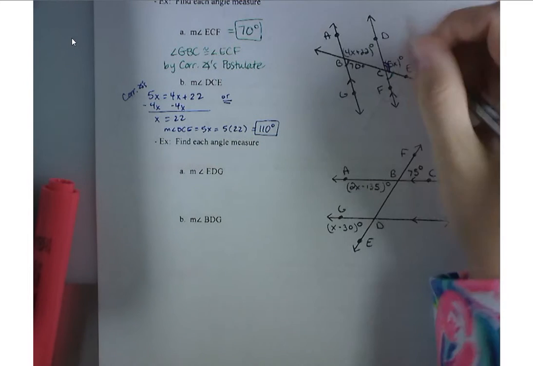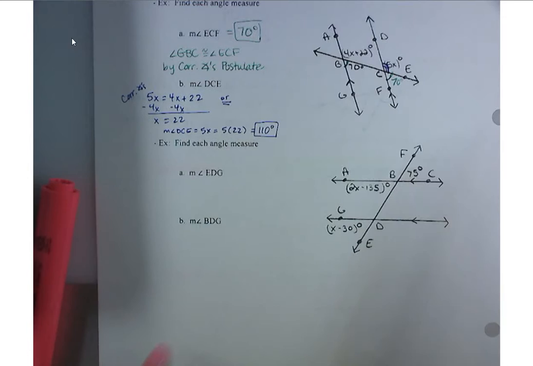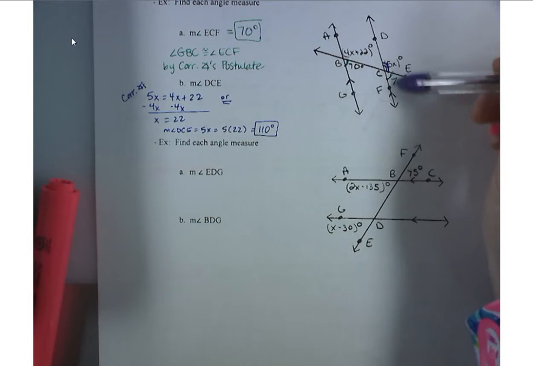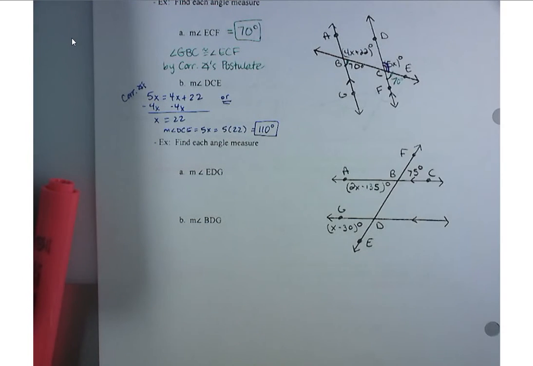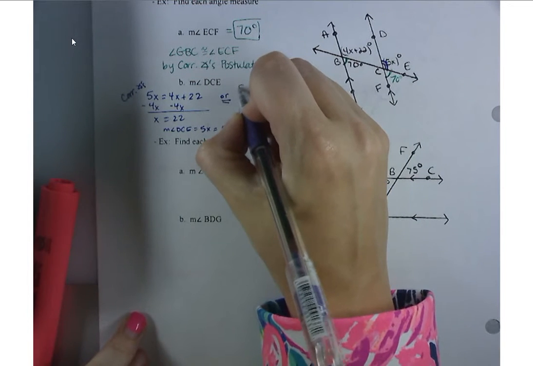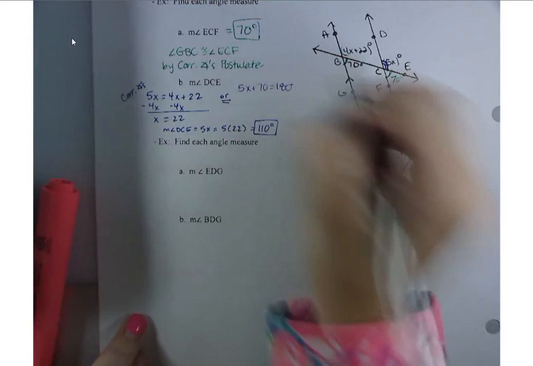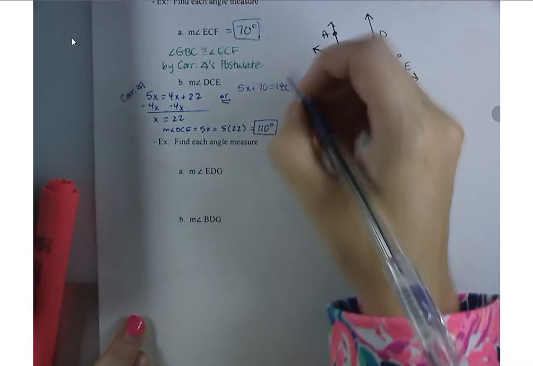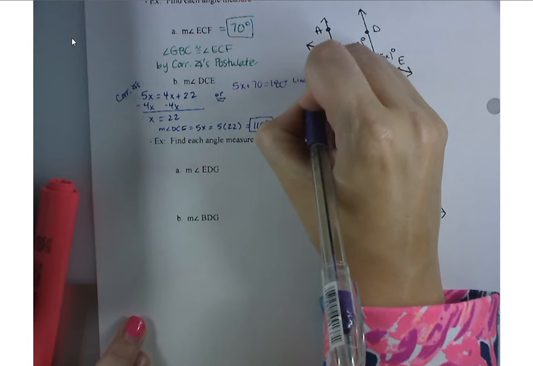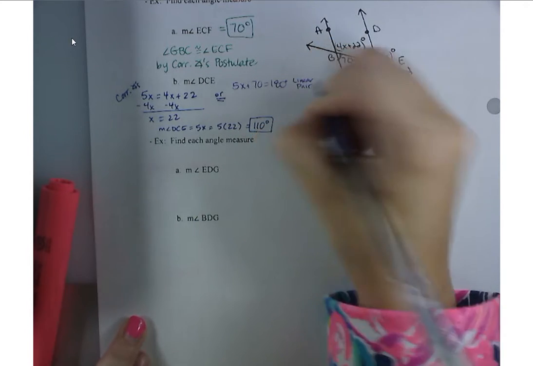Okay, yeah, we already found this was 70, right? So then what could you do? That's the same thing. Well, what do you know about these two? They're supplementary, they equal 180. Okay, and how do you know they're supplementary? Because they're adjacent and they form a linear pair. Okay, so you could also do that.